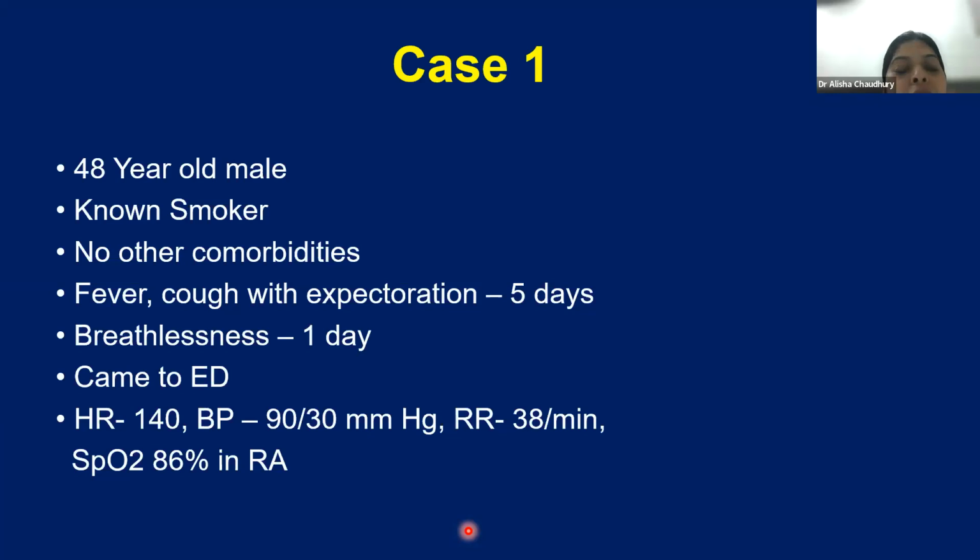A 48-year-old male, a known smoker, has come to your ICU. You are taking the history with your doctor and the patient has no other comorbidities. He came with fever and cough with expectoration since 5 days and breathlessness since 1 day. He came to the emergency department and was then shifted to your ICU. When you received the patient, heart rate was 140 per minute, blood pressure was around 90/30, respiratory rate was 38 per minute, and saturation is only 86% in room air. So what do you do with this patient?